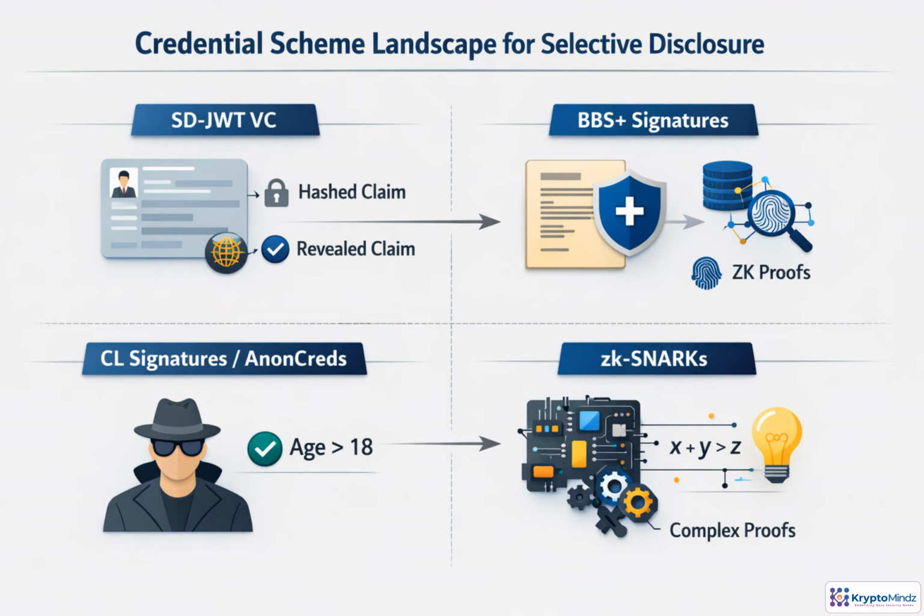These schemes sit along a capability curve. SD-JWT VC is practical and web-friendly. It hides claims with salted hashes and reveals only selected values. BBS Plus goes further by letting holders prove chosen signed messages without exposing the rest. CL signatures and AnonCreds are designed for anonymous credentials, including predicates like over 18. zk-SNARKs can express very complex proofs, but they add setup, tooling, and operational complexity. The right choice depends on the proof requirements and the engineering trade-offs a system can tolerate.